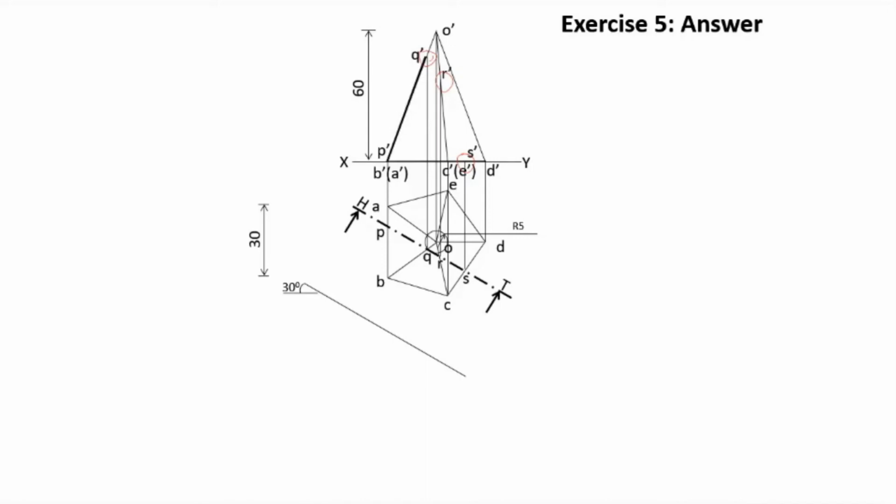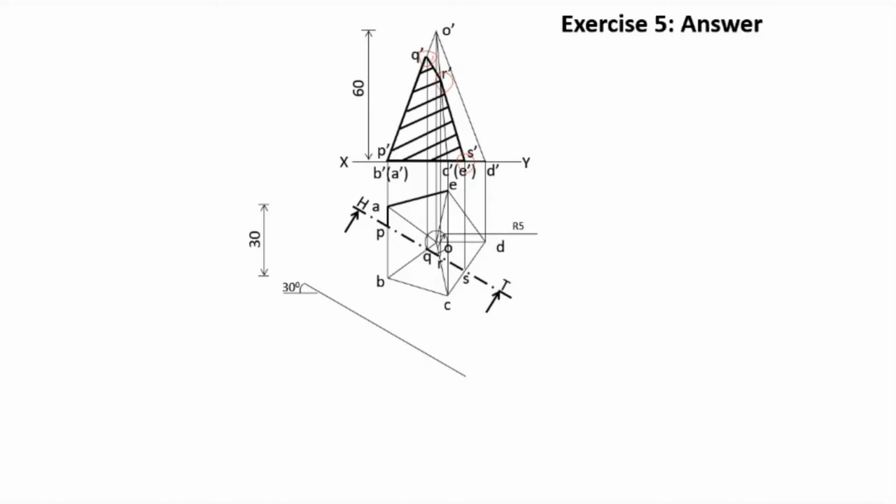Now join PQ, QR, RS and SP. So this is the sectioned surface in the front view.